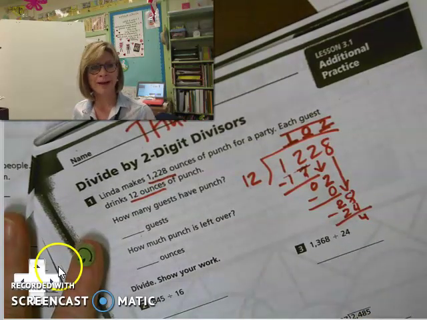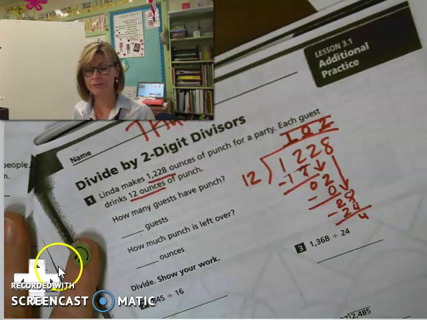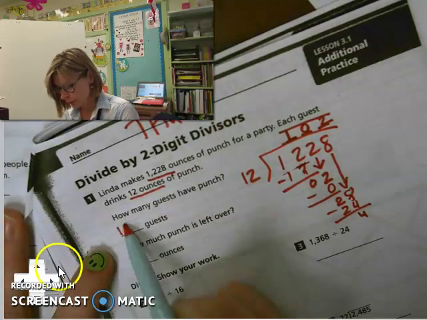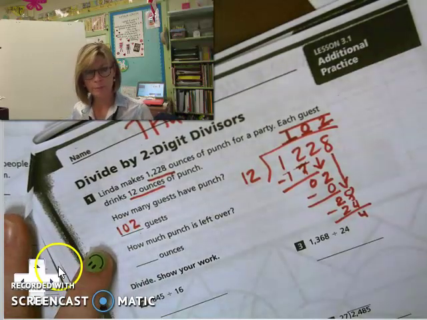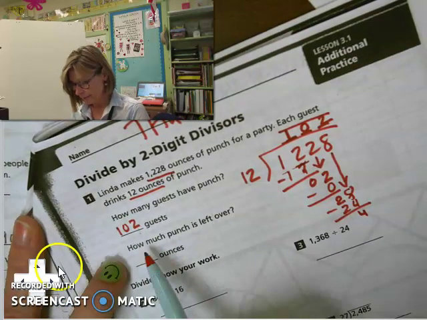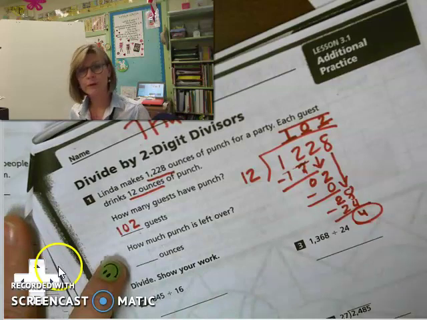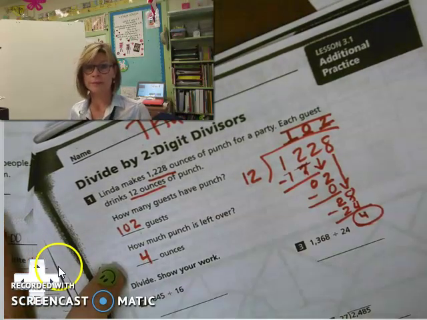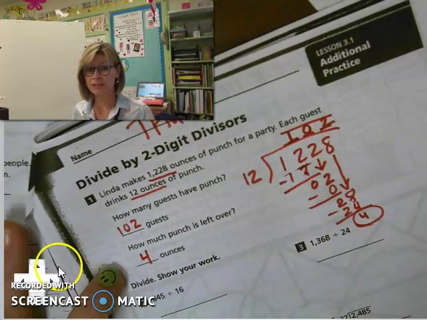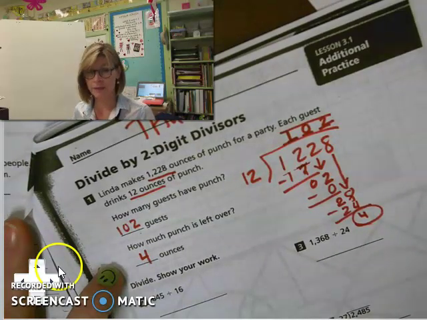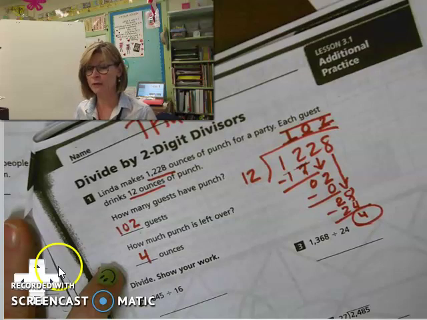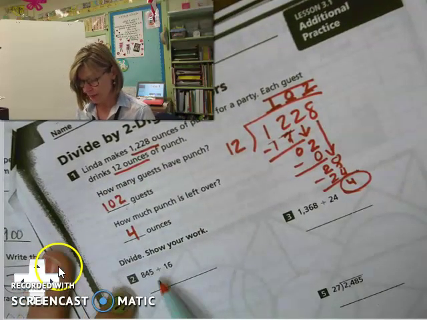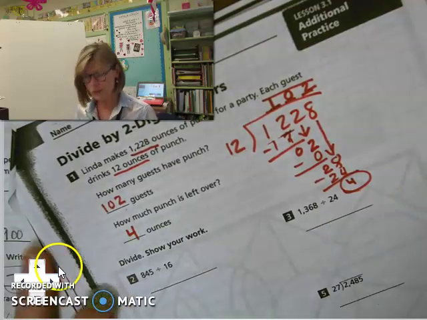That means I've got 4 ounces of punch left over. All right, so I know that I'm going to be able to serve 102 people punch. And how much punch is left over? Well, there are 4 ounces. 4 ounces just happens to be half a cup, which would be just enough to sip off myself if I served out 102 guests.